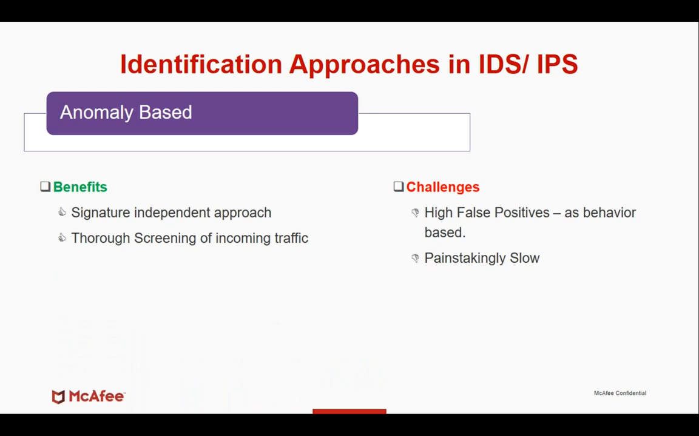Maybe it's just that the time zones of the company employees have changed, and so the activity is happening in the nighttime. It can cause a lot of false positives, which basically means it will cause an alert also when something wrong is not happening. So this is what an anomaly-based IDS is.